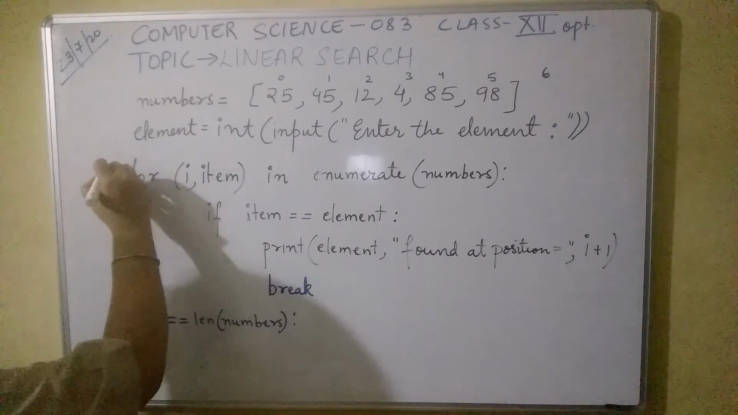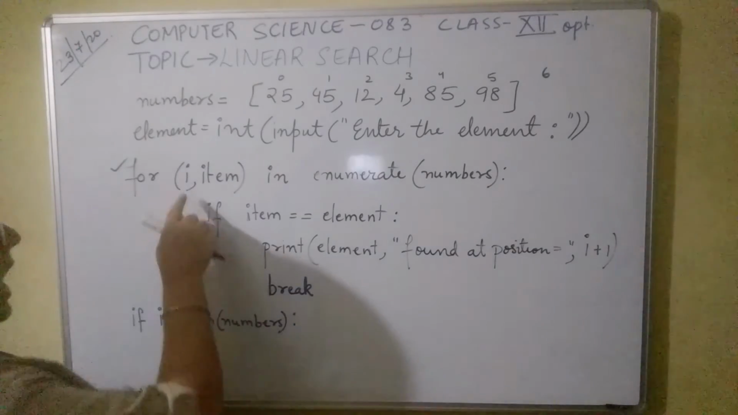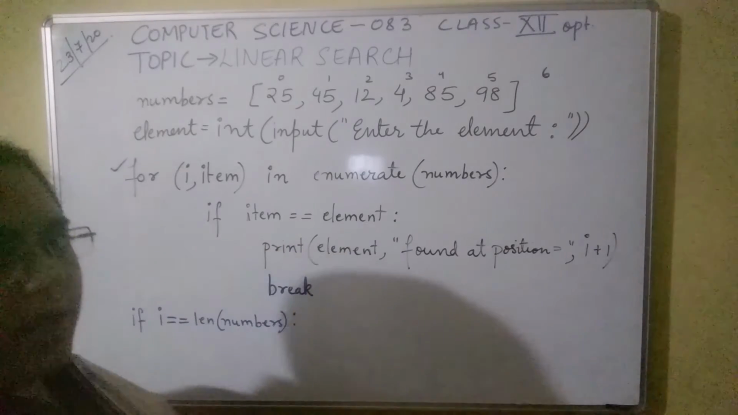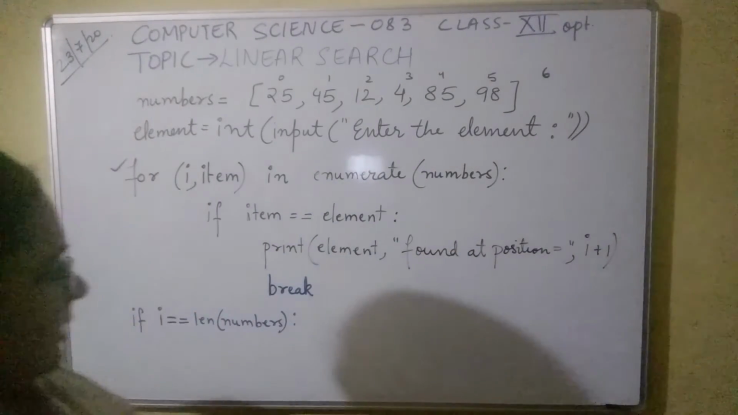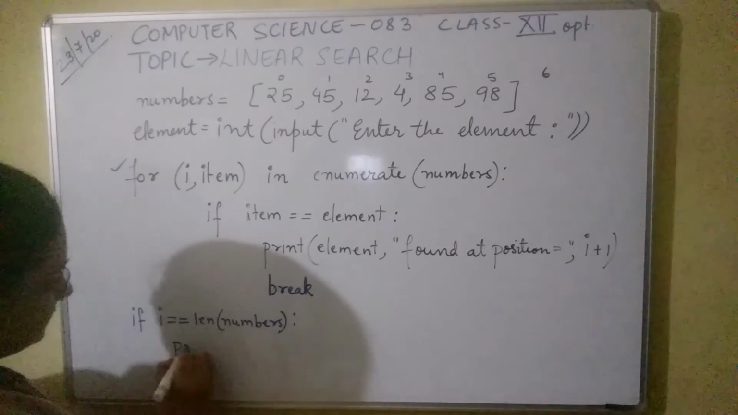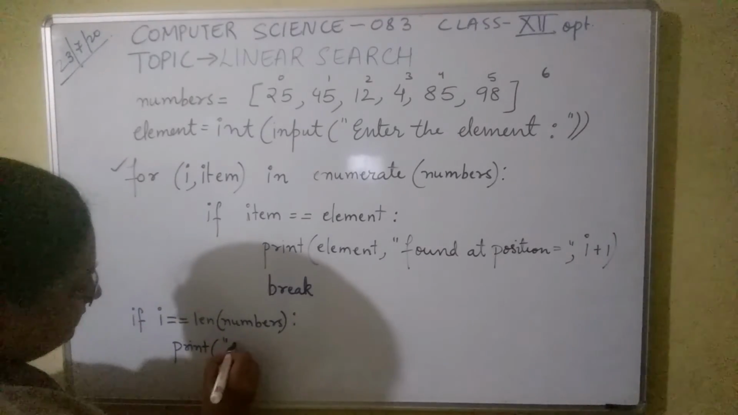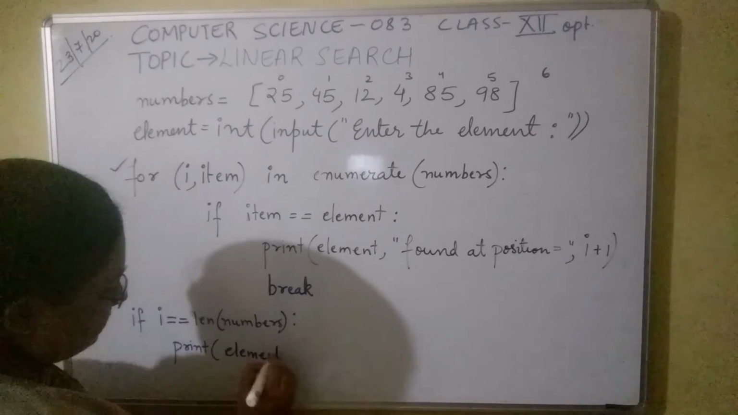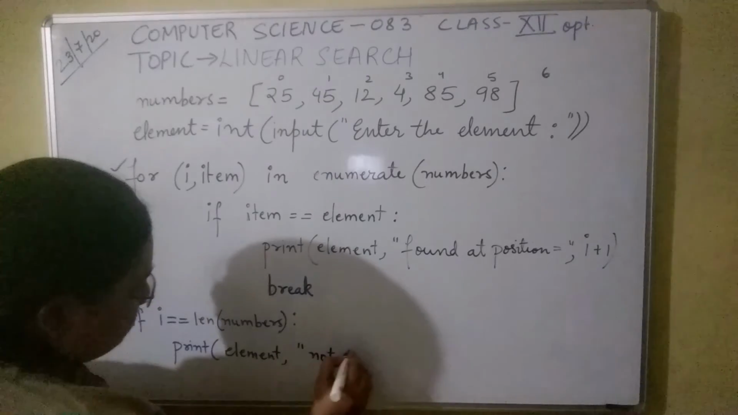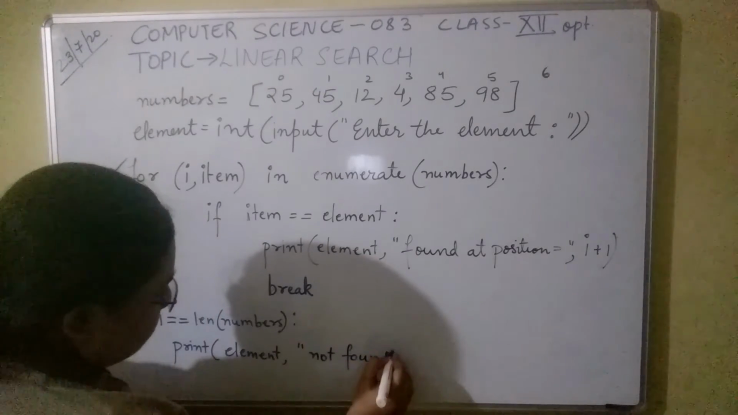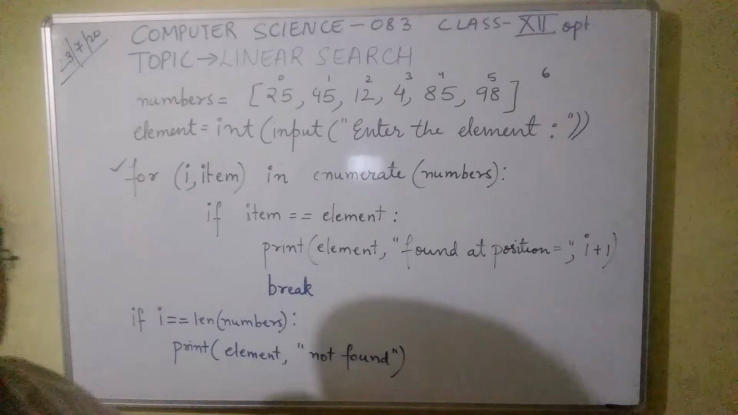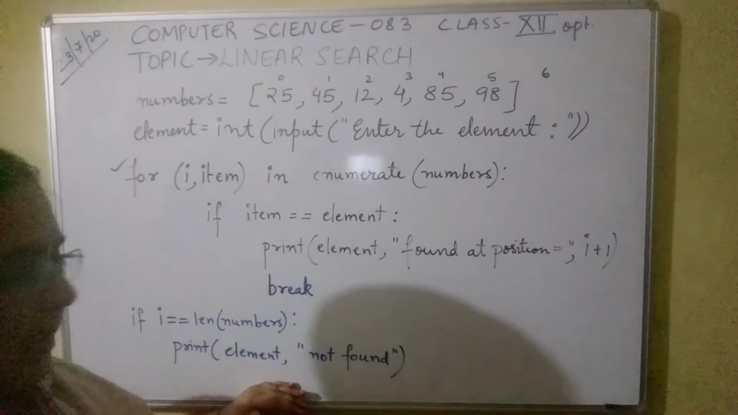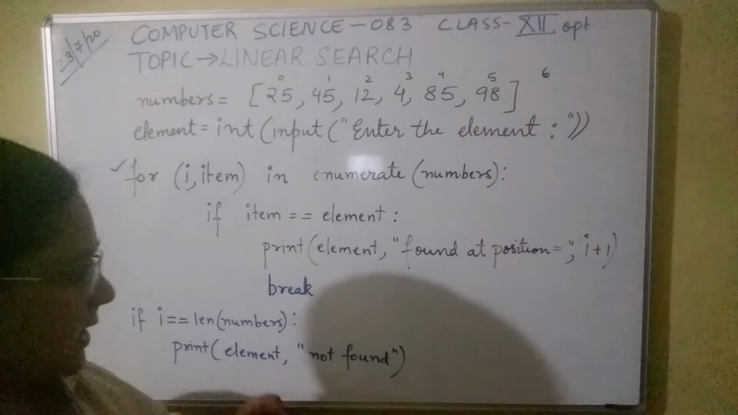If after the execution of this loop, value of i reaches 6, that means there is no matching element in our list, and hence we will print element not found. We will print element not found. So when we print this element not found over here, that means this element doesn't exist in our list.